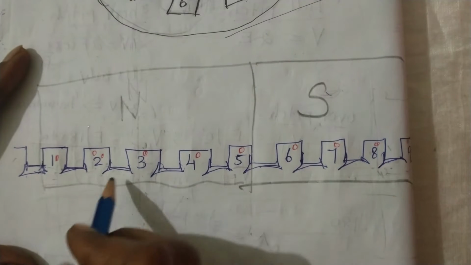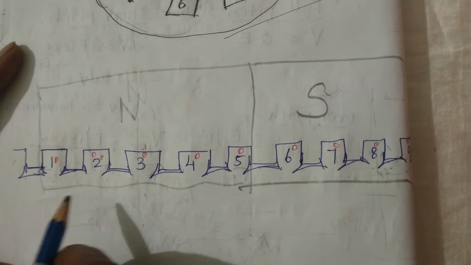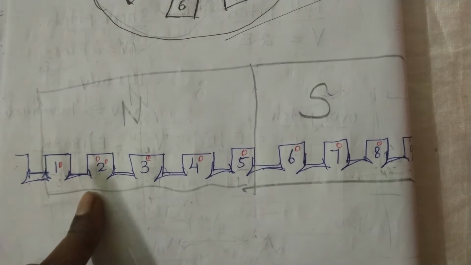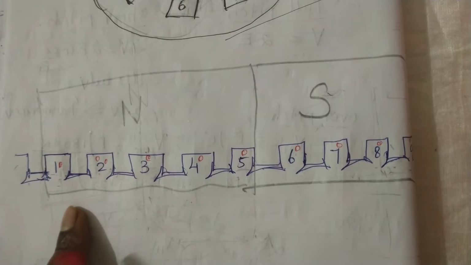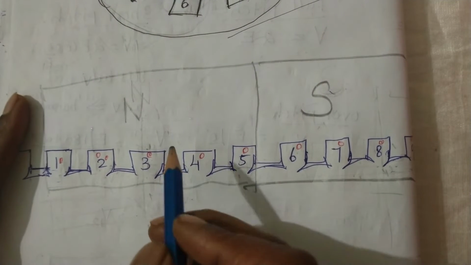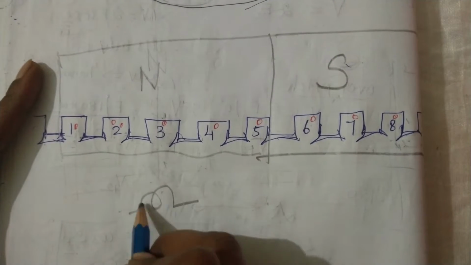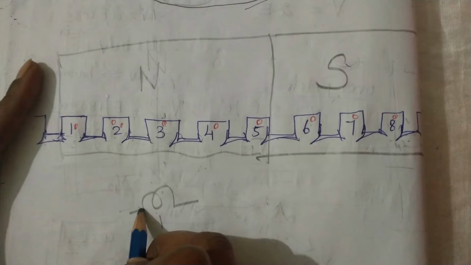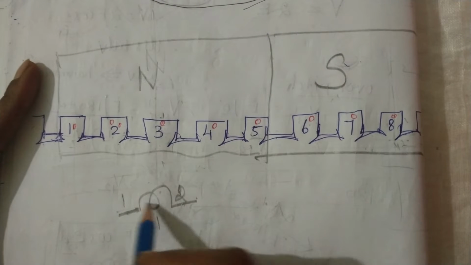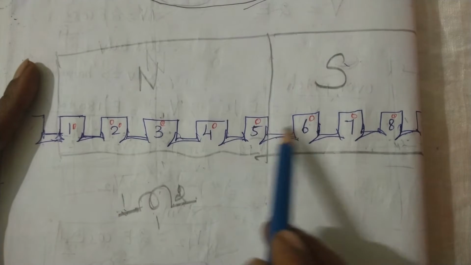So I will take the full pitch concept first. To show the full pitch concept, you have to see here. There is a proper way to accommodate the conductor in the appropriate slot in full pitch. In the full pitch, I have taken only one turn. So this is only one turn, and there are two conductors, conductor 1 and conductor 2. Only one turn is there, right? So I need to place each conductor in a slot, right?